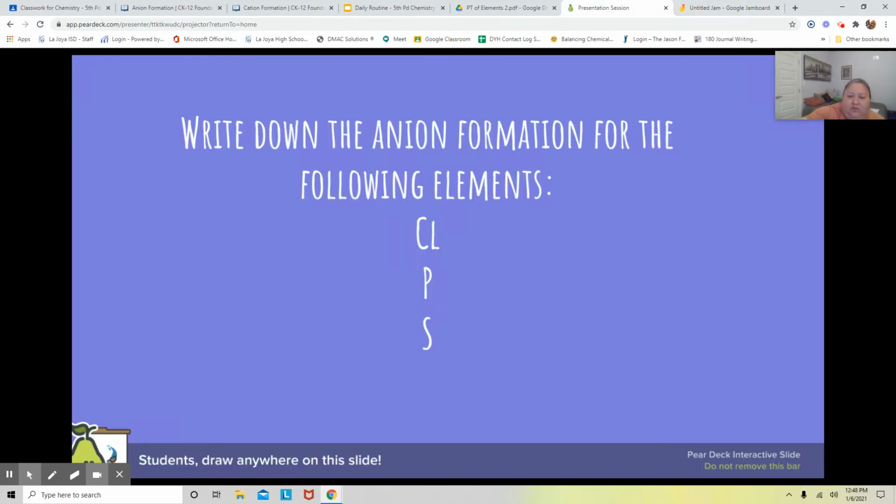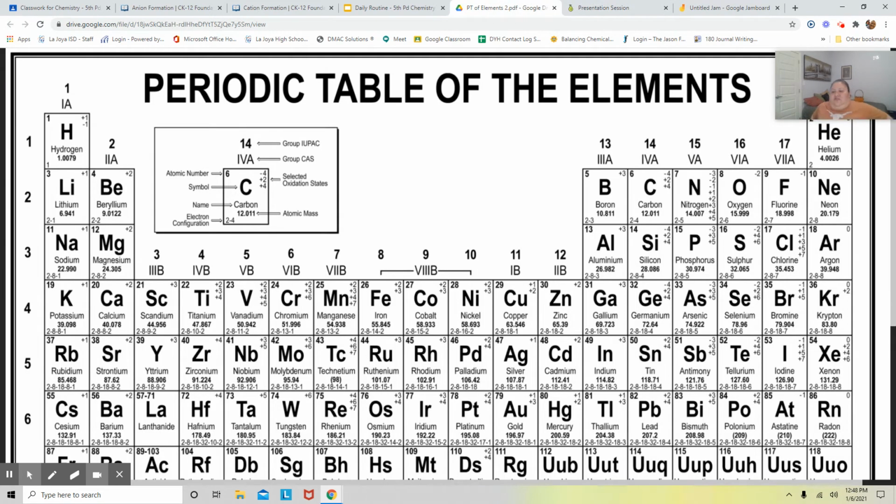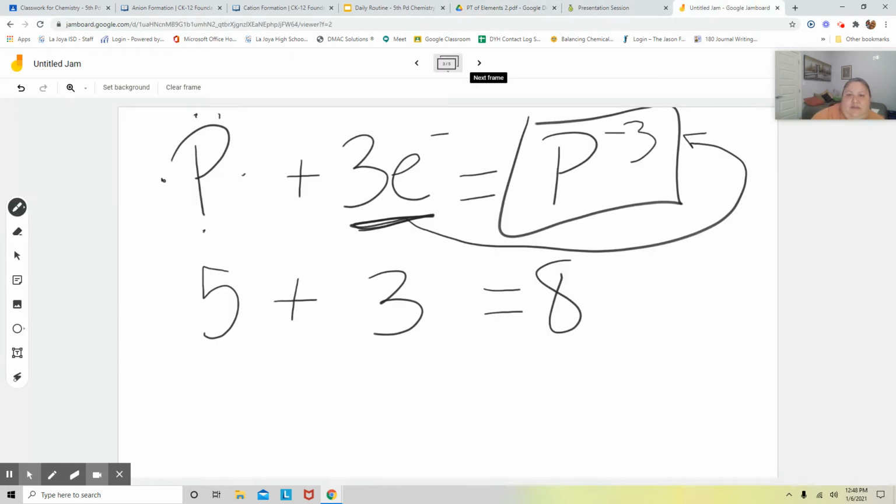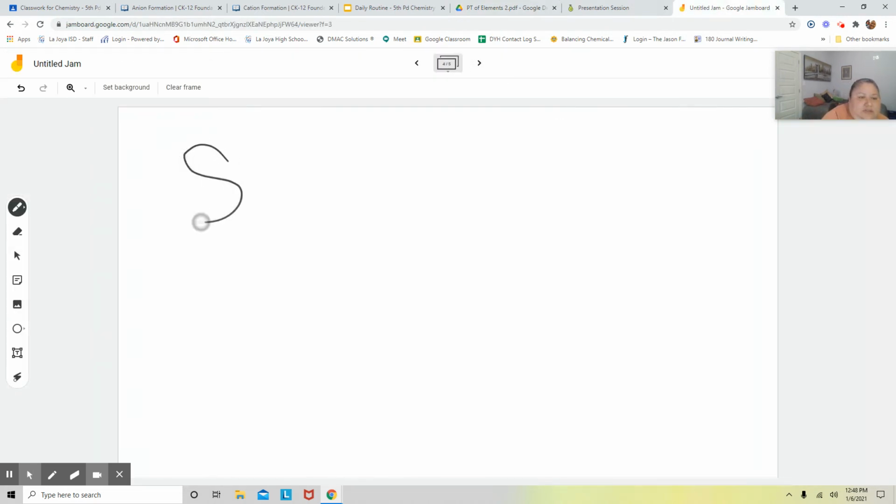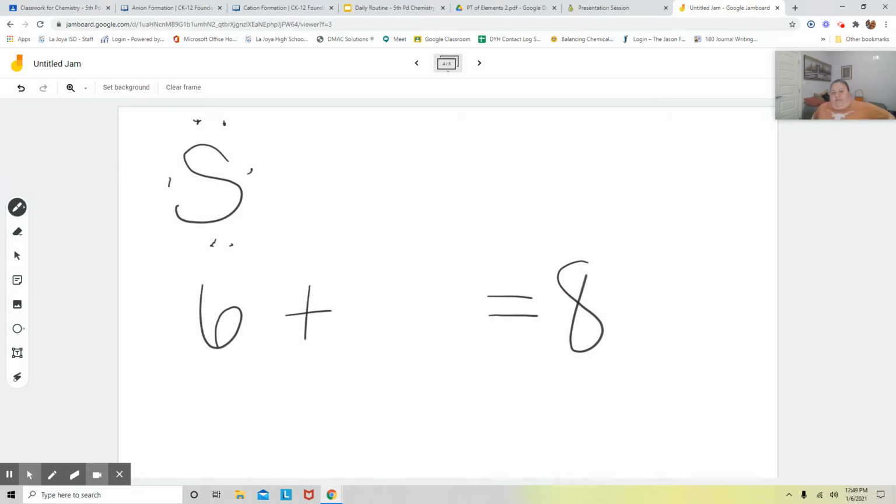I believe the last one is sulfur. Find sulfur on the periodic table. Group 16. Man, you're on fire today, Irvin. Okay, so we got sulfur, group 16. How many valence electrons? 6. Yes, sir. Okay, I got 6 valence electrons. What's going to happen? You gain 2. Yes, sir.